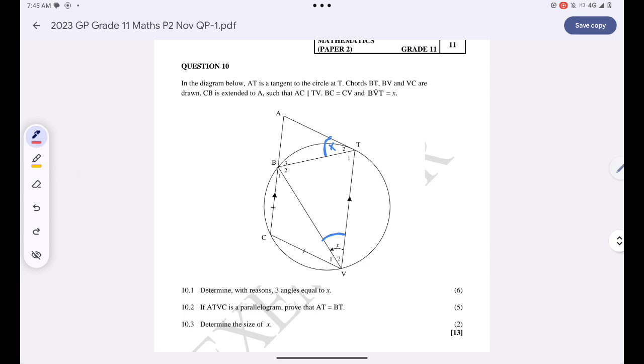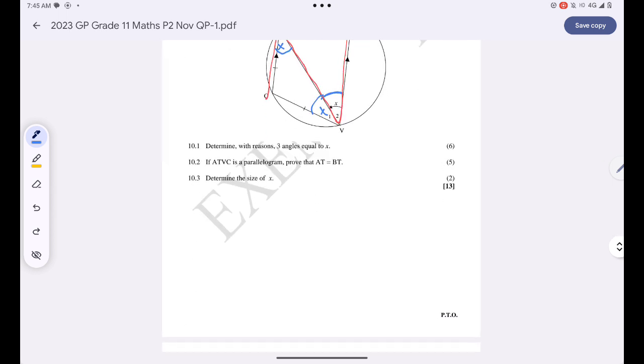These 2 lines are parallel. That means I have alternating angles. That means B1 is also X. If B1 is X, that means I also have X there. So I do have the 3 angles which are equal to X, but I just need to write them properly for me to get marks. Are you together?